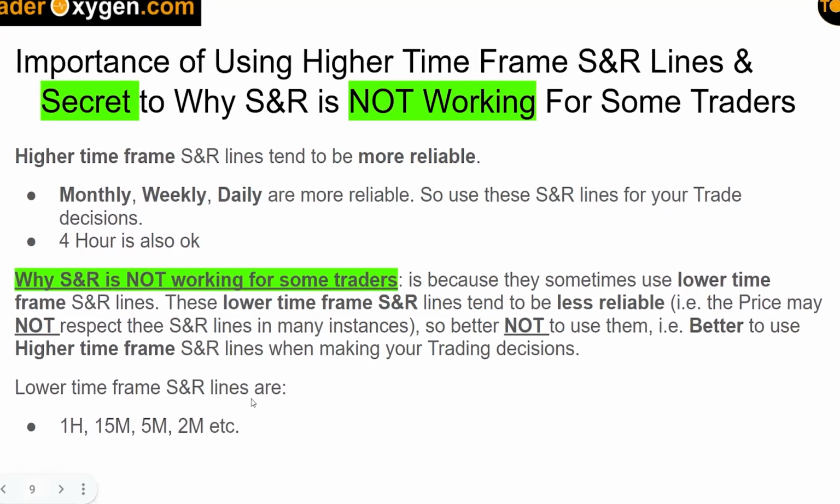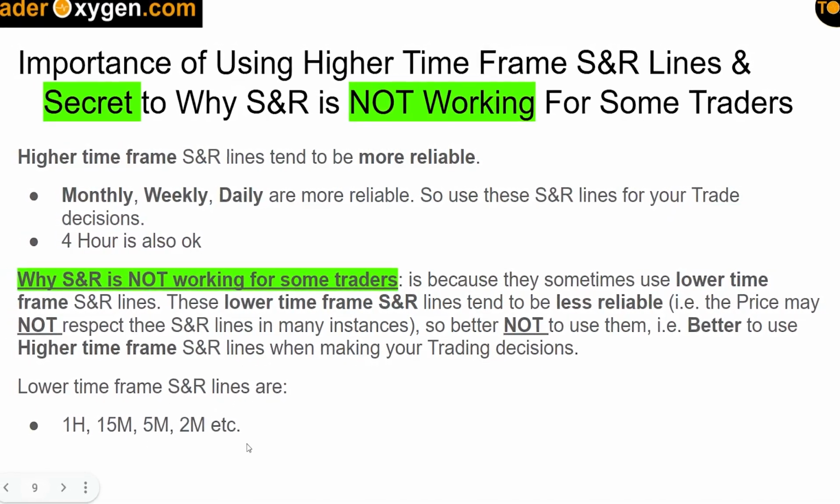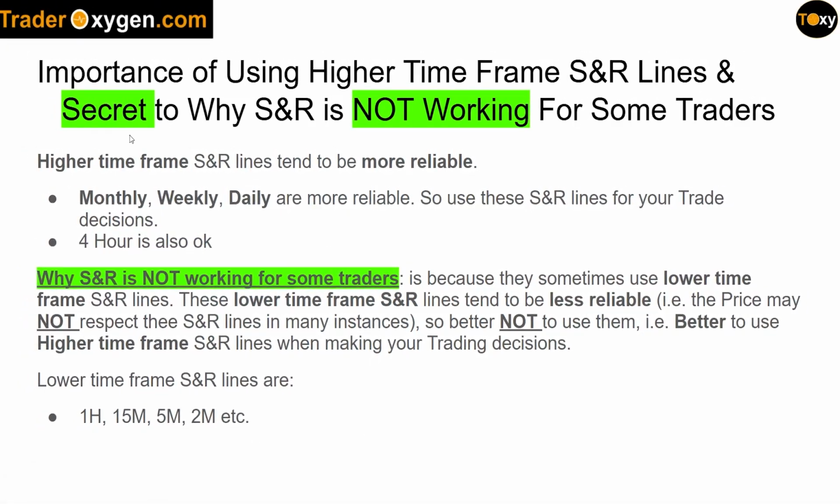The lower time frame support and resistance lines are 1 hour, 15 minute or anything below that. So what you have to keep in mind is even sometimes higher time frame support and resistance lines may not be respected. However, compared to lower time frames, the higher time frame support and resistance lines are respected more than the lower time frame support and resistance lines.